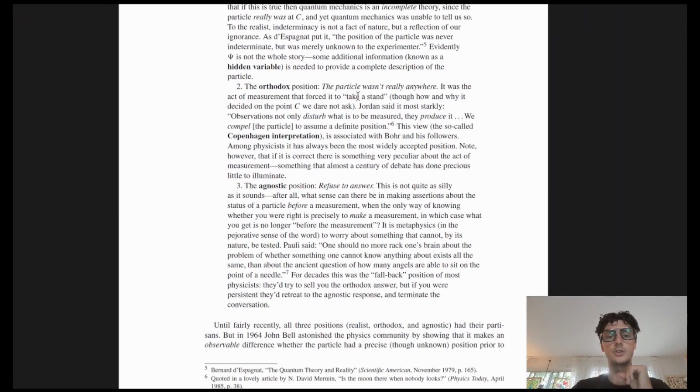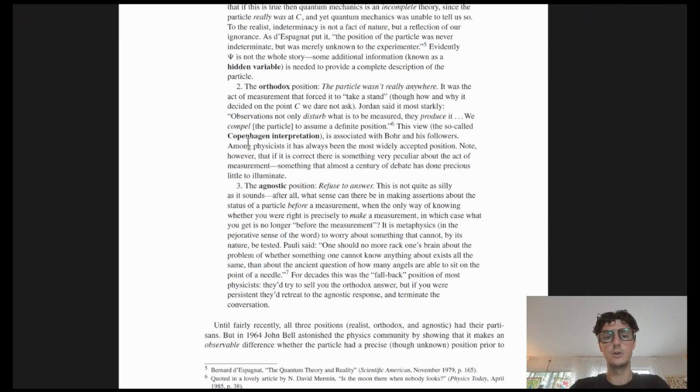The orthodox position: the particle wasn't really anywhere. It was the act of measurement that forced it to take a stand, though how and why it decided on the point C, we dare not ask. Jordan said it most starkly. I don't know who Jordan is. Maybe that's a last name, even though it's more commonly a first name. "Observations not only disturb what is to be measured, they produce it. We compel the particle to assume a definite position."